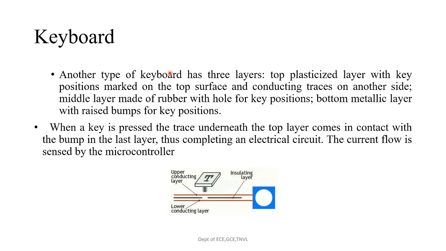Another type of keyboard has three layers. The top plastic layer with key positions marked on the top surface and conducting traces on the other side. Middle layer made of rubber with holes for key positions. Bottom metallic layer with raised bumps for key positions.